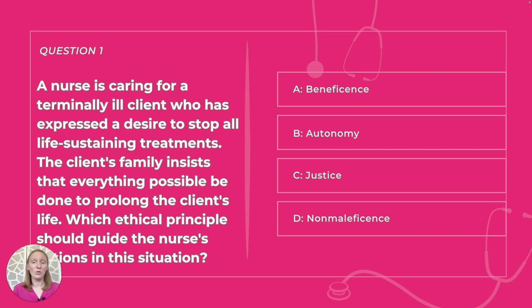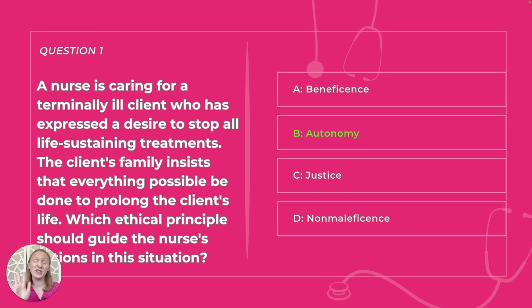Pause the video if you want to think about this on your own before I give you the answer, because the answer is B, autonomy. Let's make sure you understand this so you can get it correct on your next nursing exam. In order to answer this question, we need to know what the ethical principles are. And there are 5. There's beneficence, autonomy, justice, non-malfeasance, and fidelity.